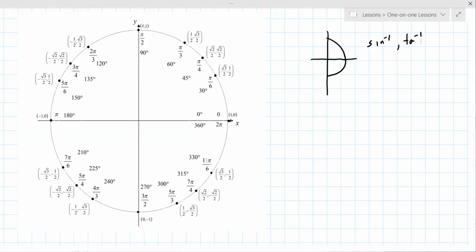All right. So cosine inverse of 1. For what angle is the cosine of that angle 1? Well, it's right here at 0.